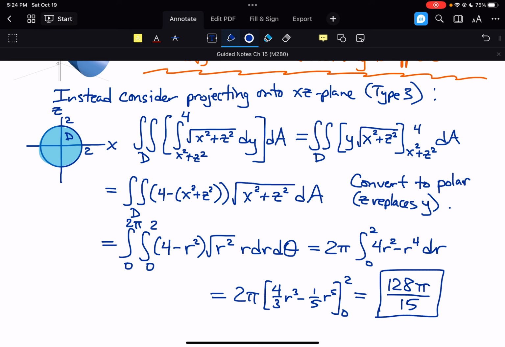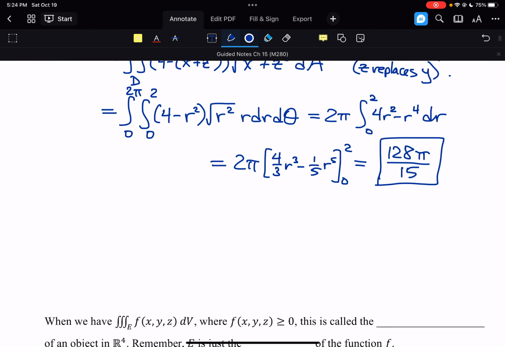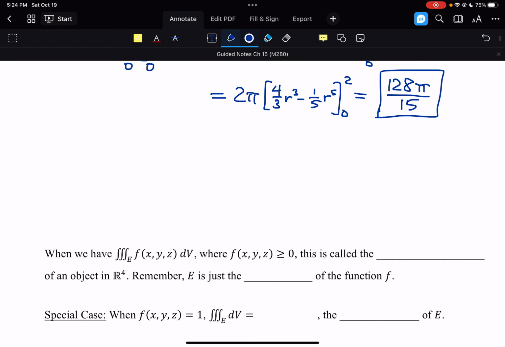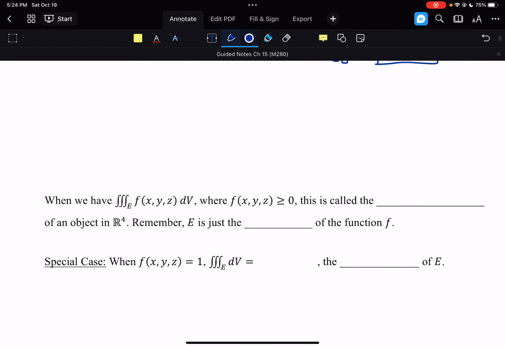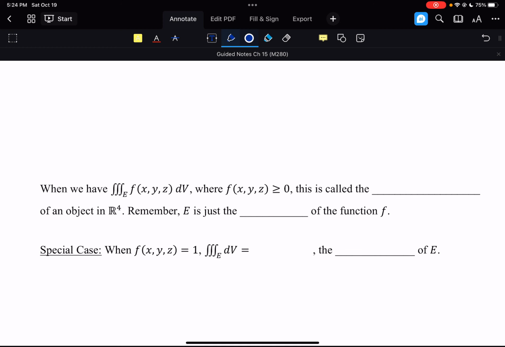Triple integrals get a little more theoretical, at least at this point, at this level, than a double integral, because we start working with conceptually things that maybe we don't have as easy a time of visualizing. So when we take the triple integral of f dV, where f of x, y, z is greater than or equal to 0, when we did a single integral, it gave us area. When we did a double integral, it gave us volume, right?